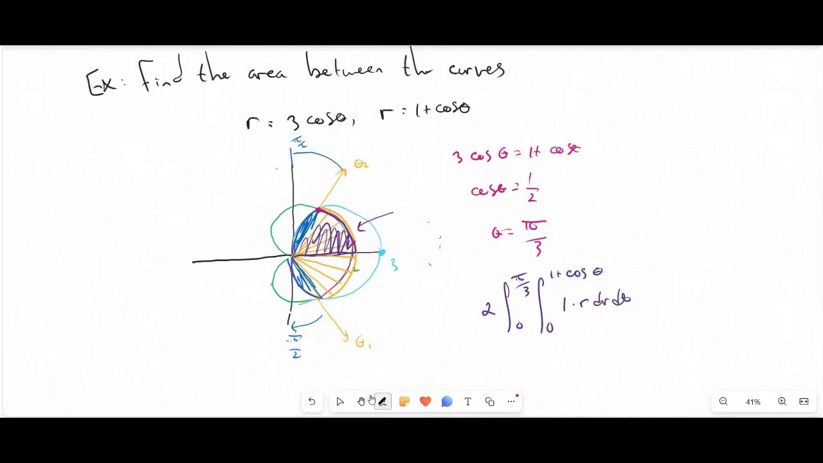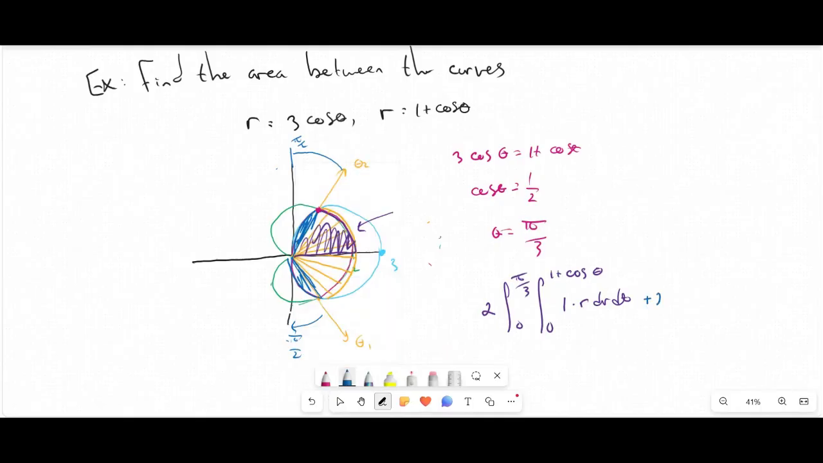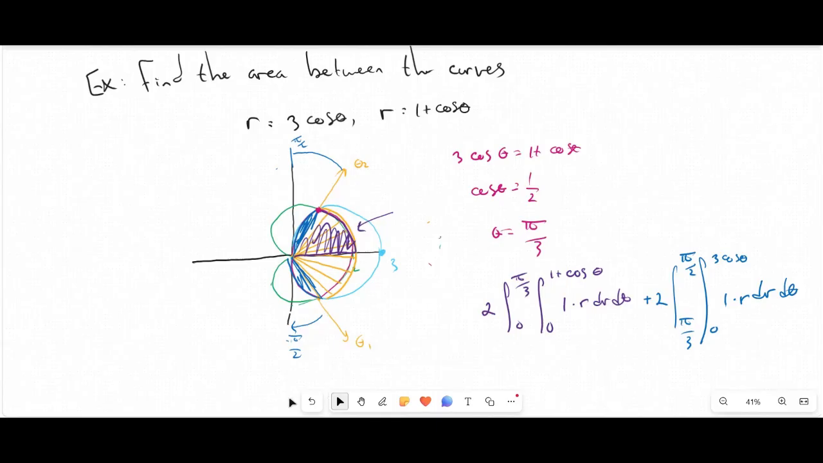And then I also need to do the region in blue. Again, we're going to double it because we're only going to do one of them. I'm going to go from pi over 3 to pi over 2. Now I'm going to integrate not to the cardioid, but to the circle. Now the upper bound is the circle, which was 3 cosine theta. Again, I want to integrate the function 1. I never forget r, dr d theta.